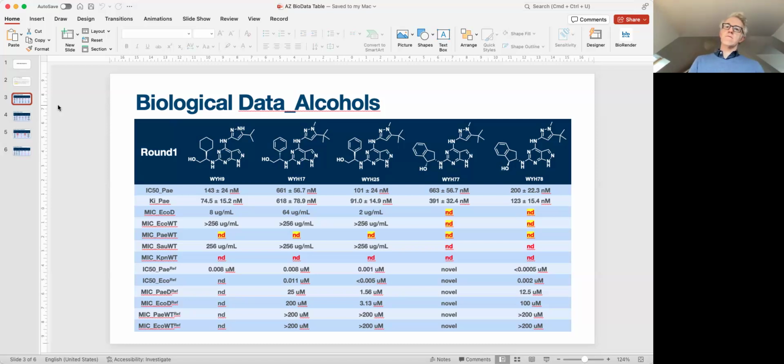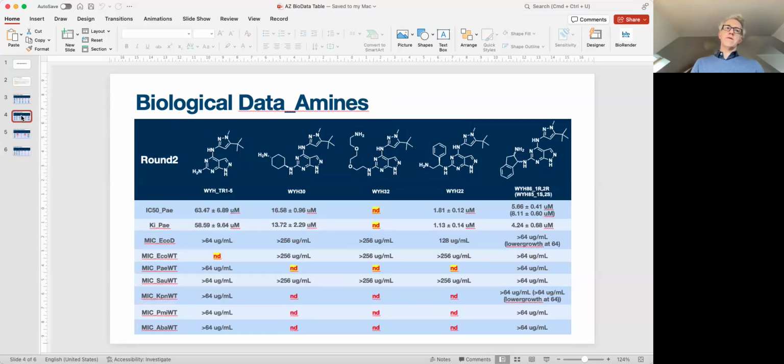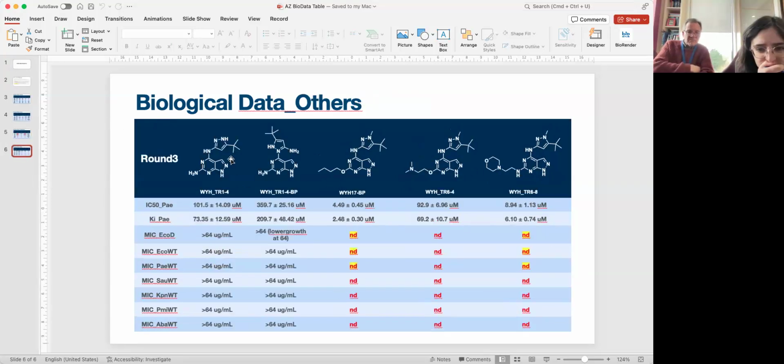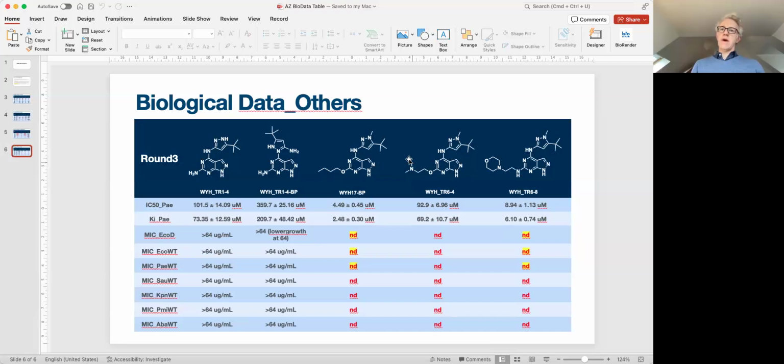Yuhang's going to send more samples for, is that it's the set of the originals with the alcohols, and then it's the set of the amino versions plus derivatives of those. So we're changing the OH to the NH2. And then it's the guanidinium versions of those amines. And then lastly, some miscellaneous extras, which are of interest for various reasons.